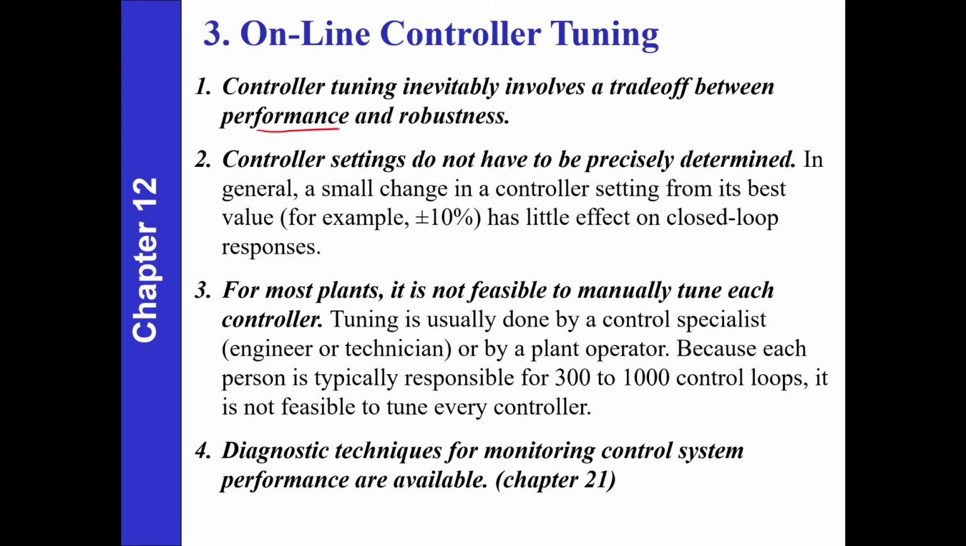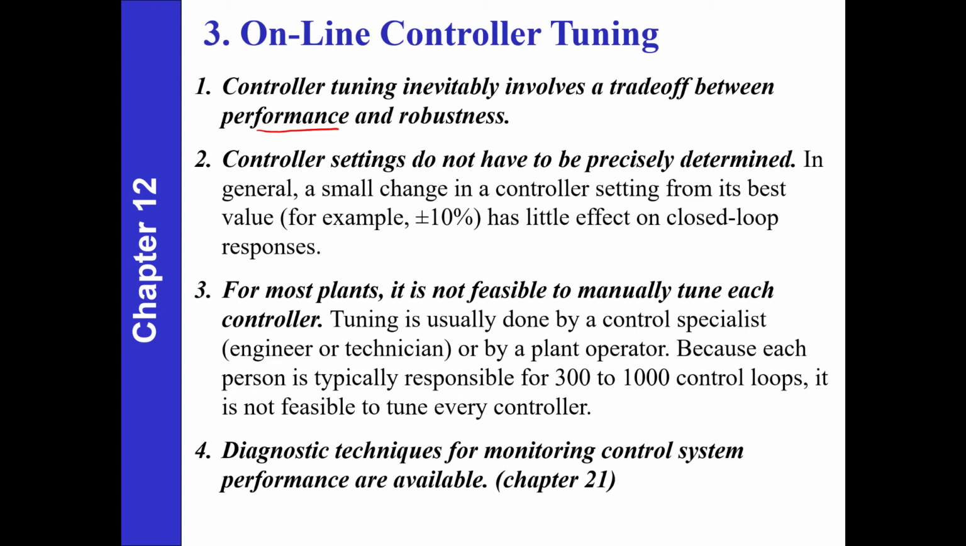A good performance, what does it mean by performance? Performance is a good set point tracking, good disturbance rejection. That is performance. Robustness, this good performance can operate in a wide range. Okay, that is performance and robustness. Can you differentiate between these two?